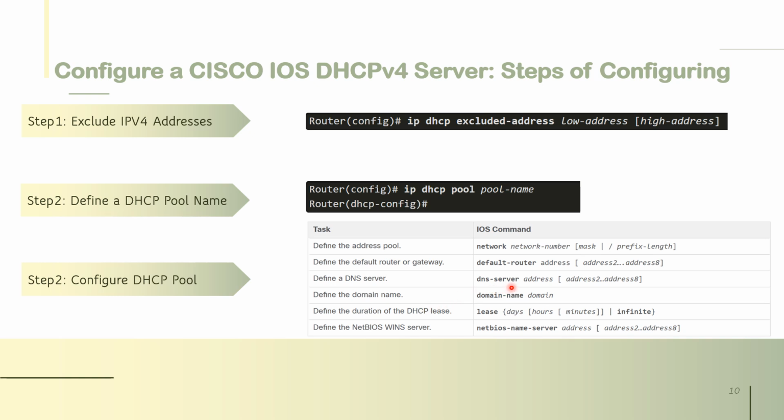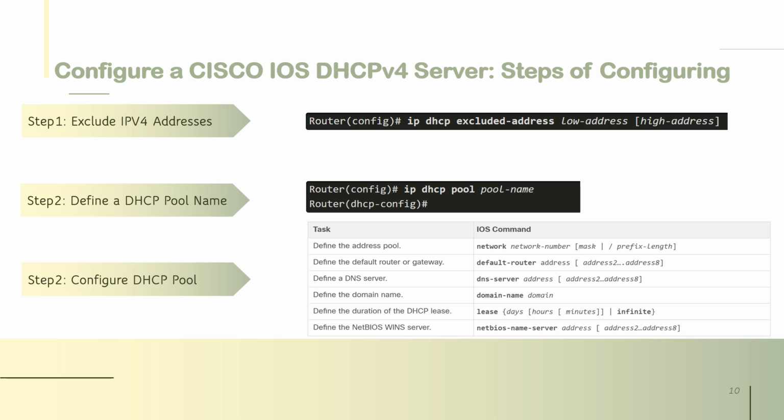The domain name command is used to define the domain name, and the duration of the DHCP version 4 lease can be configured using the lease command. The default lease value is 1 day. The NetBIOS name server command is used to define a NetBIOS WINS server.